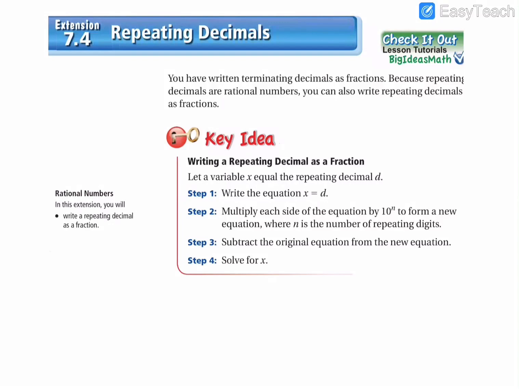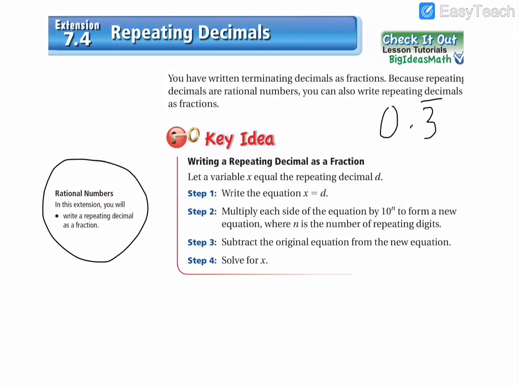Okay, so the purpose of this lesson is to be able to write a repeating decimal as a fraction. As you're writing this down in your notebooks, I'm going to start going over these key ideas. As you know, I'm not a big fan of remembering steps, but until we understand what we're doing here, it's good to follow these, and then you will just intuitively know what to do.